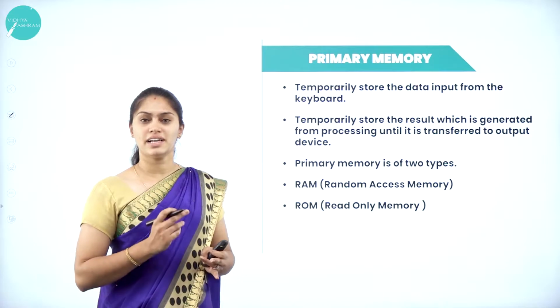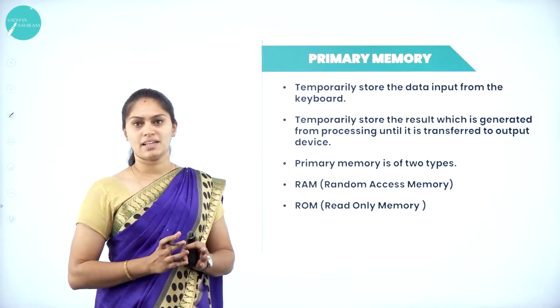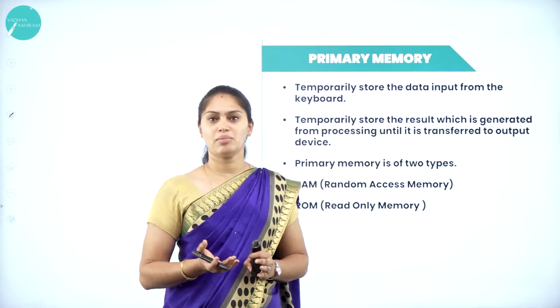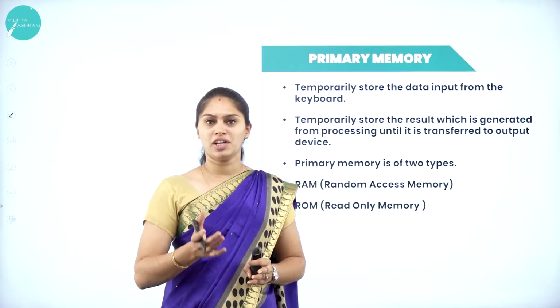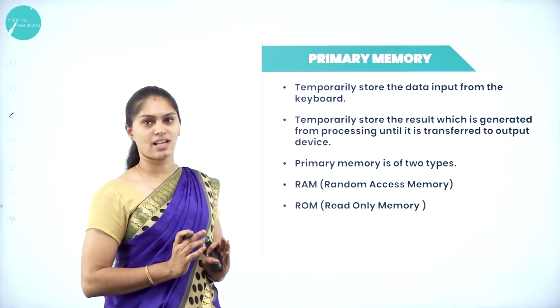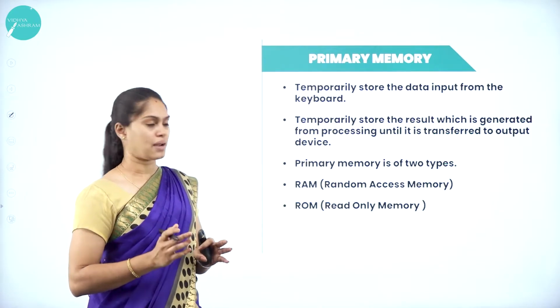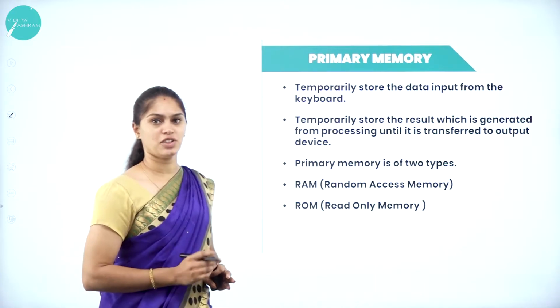It is faster, it is expensive, and it has the ability to hold minimum data. So it is not able to hold a bulk amount or large amount of data. It will hold only limited data or instructions. That is nothing but primary memory. This primary memory is further classified into two types.